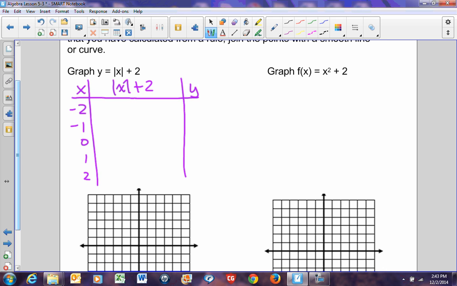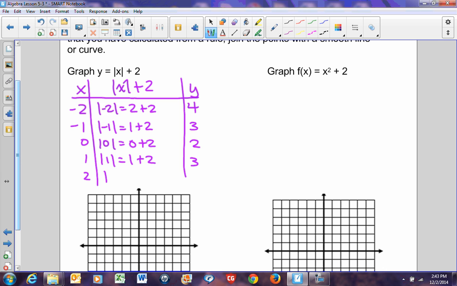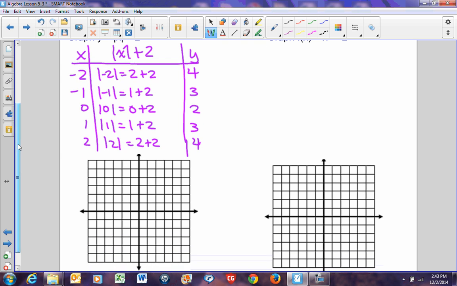turning out to be. So I need the absolute value of -2, which is 2, plus 2, which is 4. The absolute value of -1, which is 1, plus 2, which is 3. Absolute value of 0, which is 0, plus 2, which is 2. Absolute value of 1, which is 1, plus 2, which is 3. Absolute value of 2, which is 2, plus 2, which is 4. Now, if I go to graph these points, you're going to notice something right away. You'll notice some of the points repeated themselves.